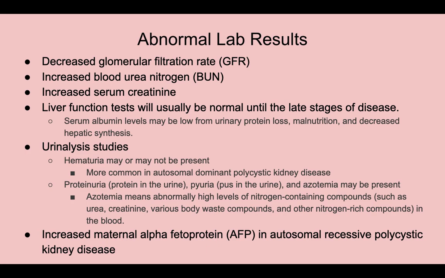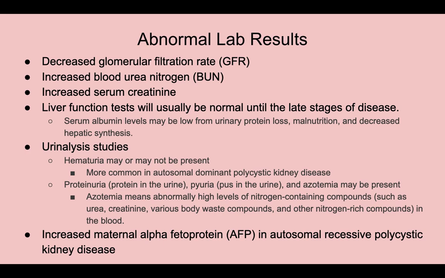For UA studies, like Erik said, you'll see hematuria. It can or cannot be present. It kind of just depends on the patient. It is more common in the autosomal dominant disease. Proteinuria, so you'll have the protein in your urine, like we already said. Pyuria, which is pus in your urine, you can have.